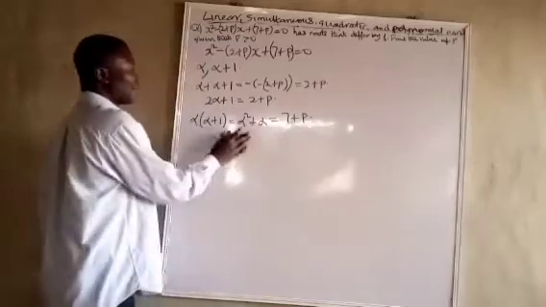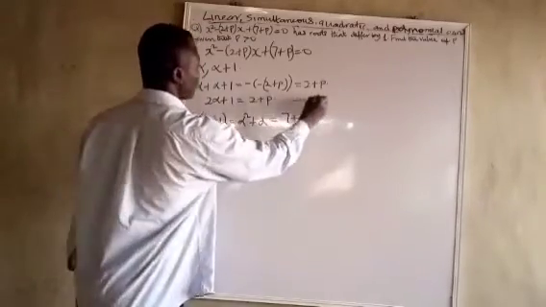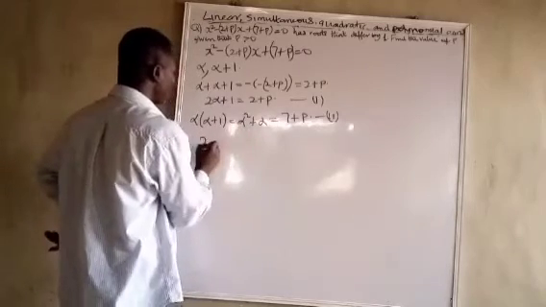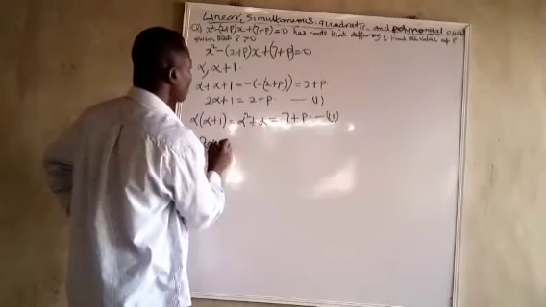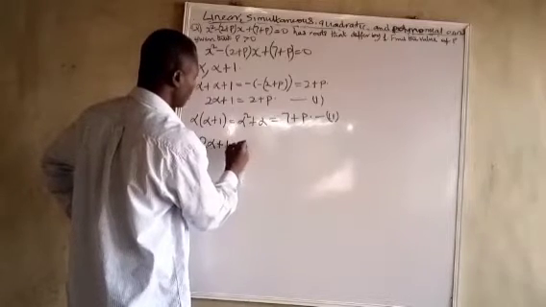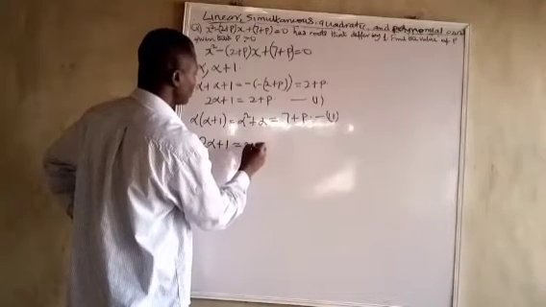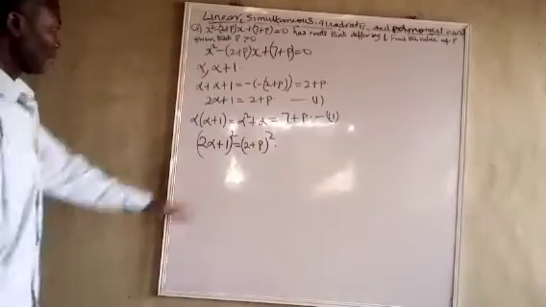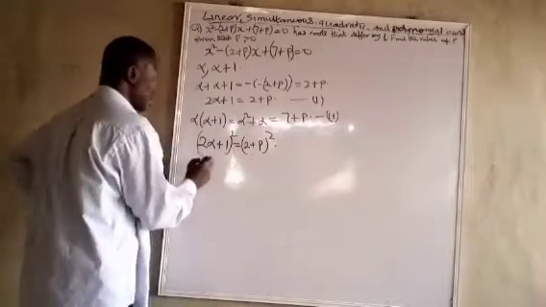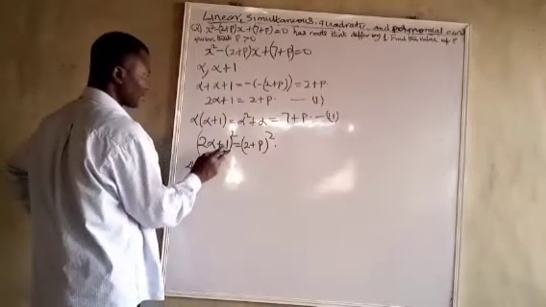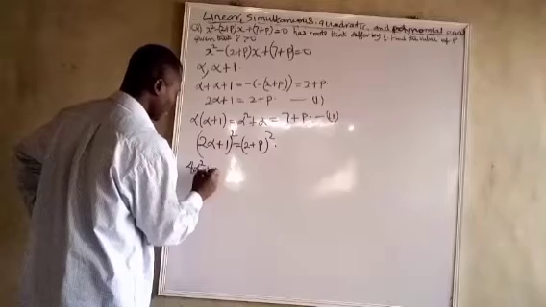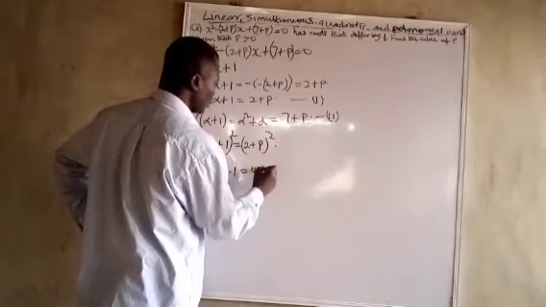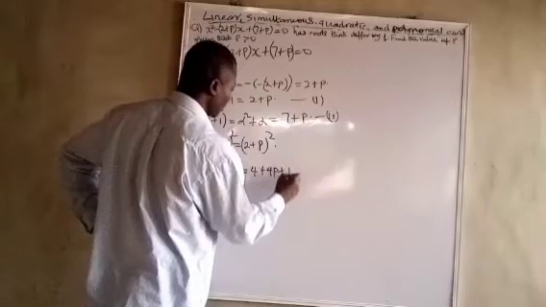Now, we have a term in alpha squared. Let us square the first equation. Therefore, 2 alpha plus 1 is equal to 2 plus p. So let's square both sides so that we can get a term of this nature. So we can now say 4 alpha squared plus 4 alpha plus 1 is equal to 4 plus 4p plus p squared.